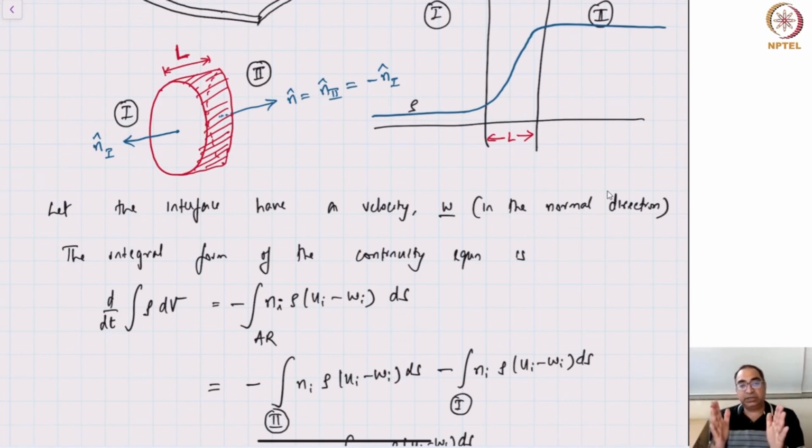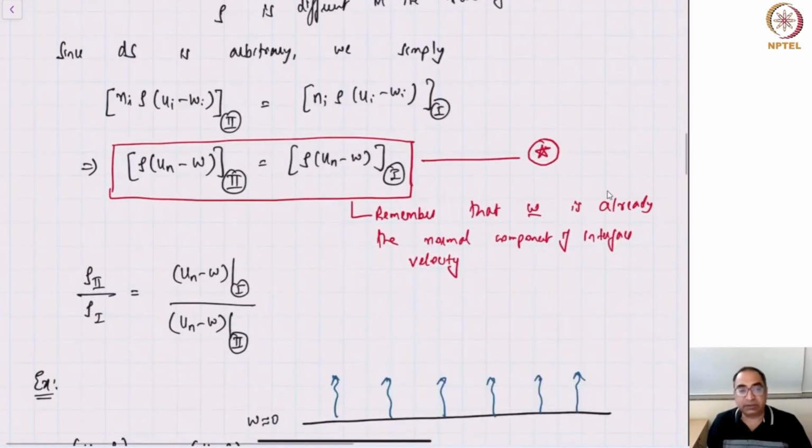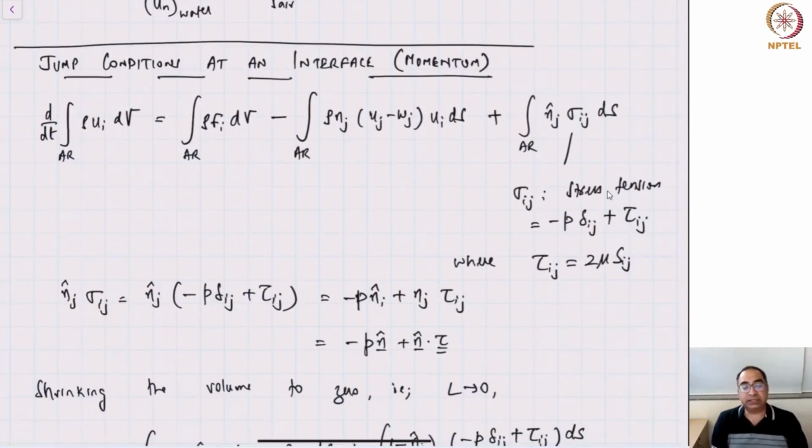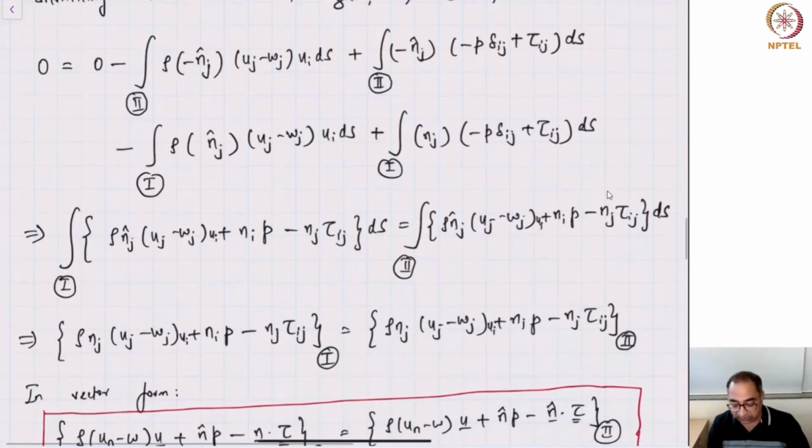We shrunk the volume element to 0 thickness, which means that in this particular figure, L was shrunk to 0. And when we did that, we derived a bunch of jump conditions. The first jump condition that we derived is that the normal component of the velocity multiplied by the density is continuous. So rho times (un minus w) is continuous. If the interface itself is not moving, then rho times un is continuous across the interface. Then we derived the jump conditions at the interface starting from the momentum equation.